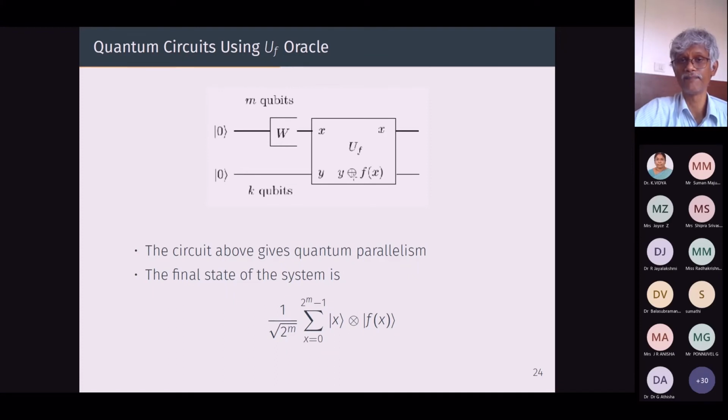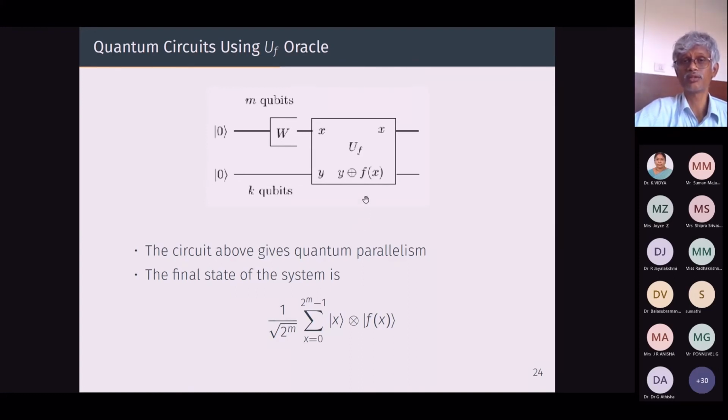This is the usual XOR, and this is what is represented by this circuit. This is the circuit which implements quantum parallelism. We saw that quantum parallelism means you take ket of 0 tensor power m, apply the Walsh-Hadamard on it, and the second argument is the usual ket of 0 tensor power k, right?